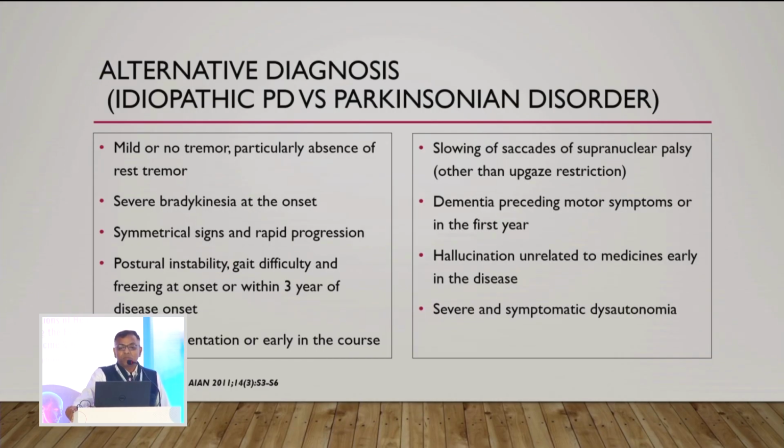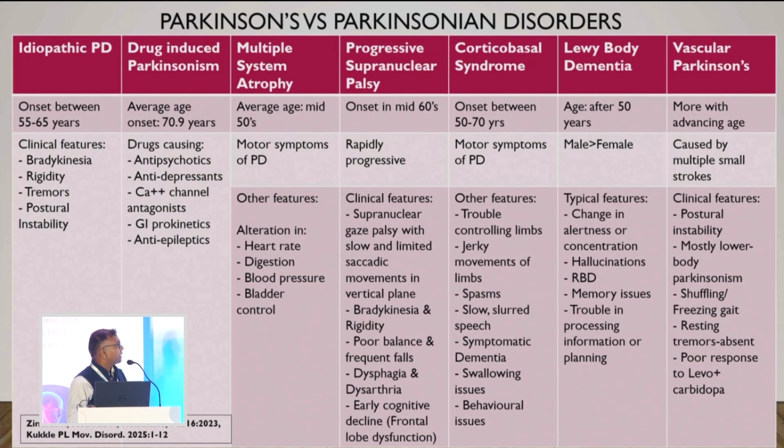And dementia preceding motor symptoms, again you have to think about Lewy body dementia or probably PSP, where subcortical dementia appears in the course of illness. Hallucinations, again you would see more in corticobasal syndrome and Lewy body dementia. And severe symptomatic dysautonomia, again you have to think about multiple system atrophy, which is a Parkinsonian disorder, not Parkinson's disease. I have made a table just to tell you about the common Parkinsonian disorders, and these are all hypokinetic disorders. In the next slide we will see the hyperkinetic and hypokinetic movement disorders. So this is about the Parkinsonian disorders.